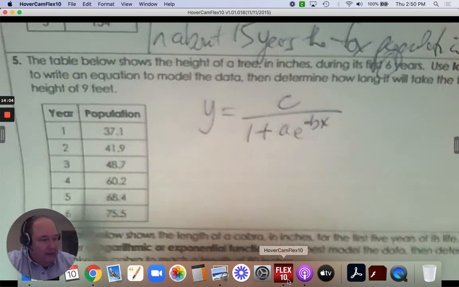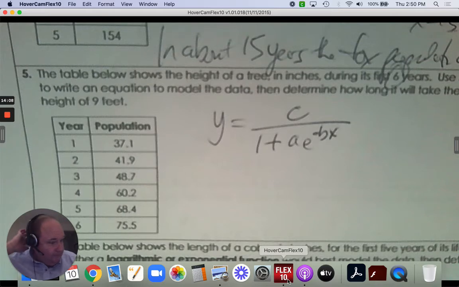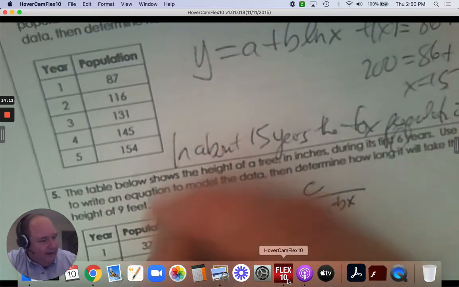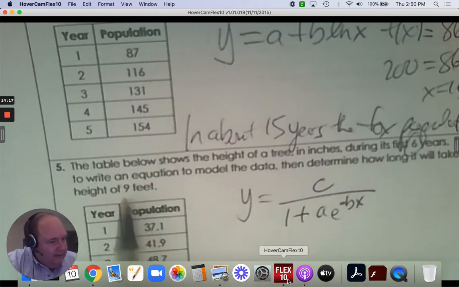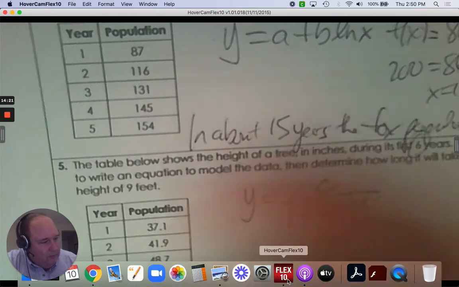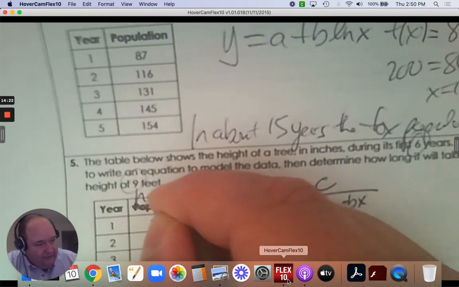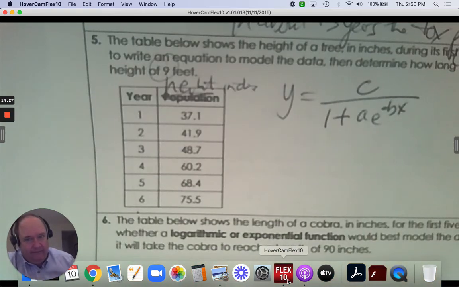Now, we have the year and we have the population. Why is it the population? So first, this is the height. I think. The table below shows the height of a tree in inches during that, and then when will it reach a height of 9 feet? So this is height, just a typo, in inches. So that should have said height in inches.